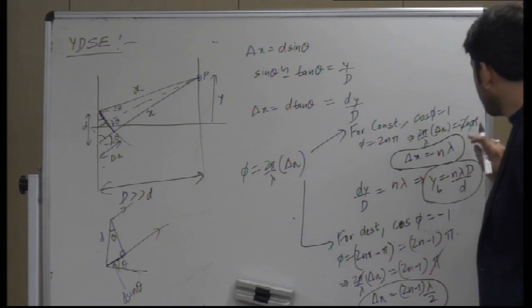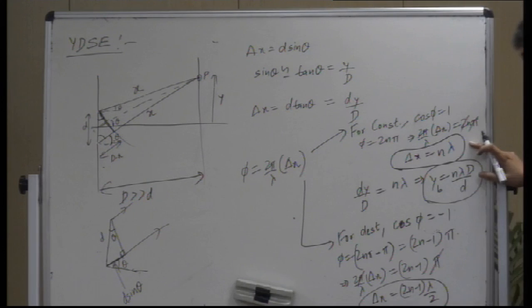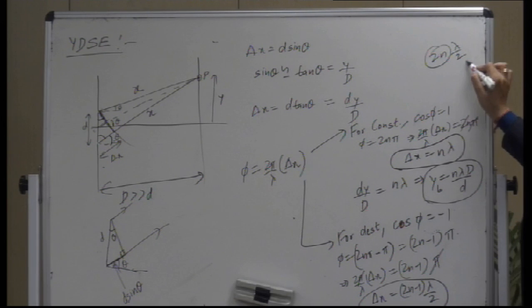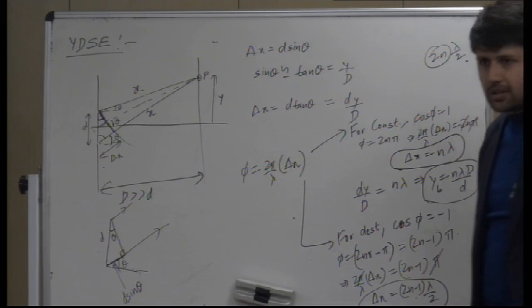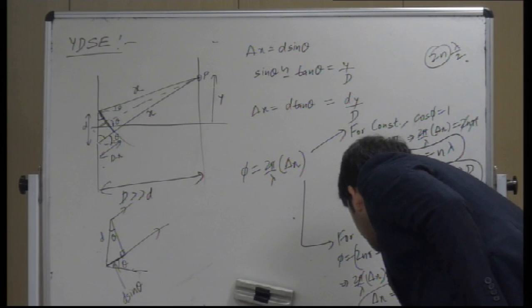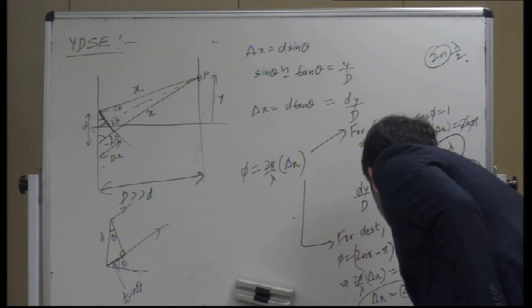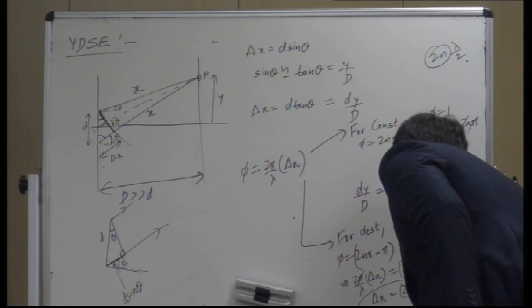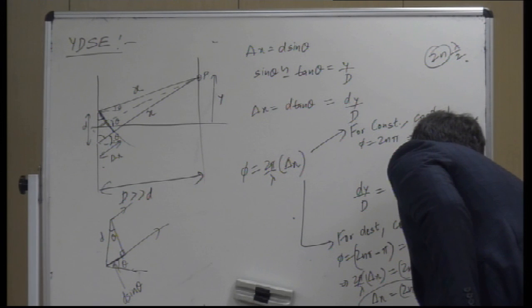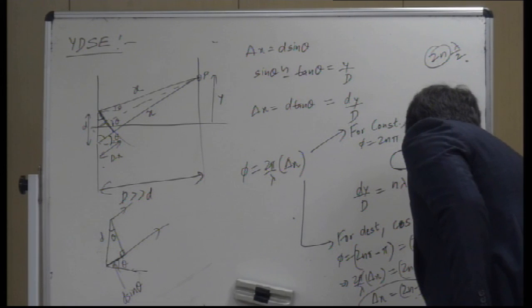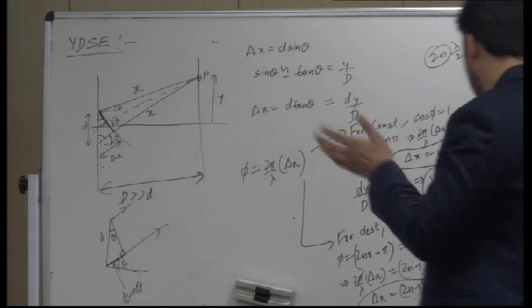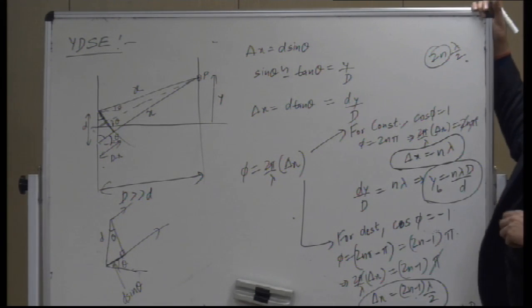So this is even multiple of lambda by 2. I can write it as 2n lambda by 2, even multiple of lambda by 2. This is odd multiple of lambda by 2, and here you get dy by capital D is equal to 2n minus 1 lambda by 2, or you get y is equal to 2n minus 1 lambda capital D by 2d. This is for dark fringe. This is the position of dark fringe.